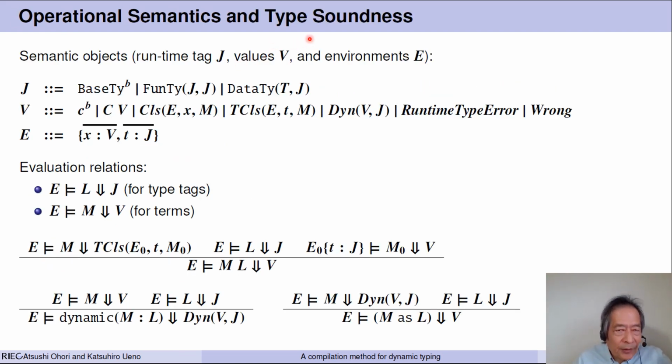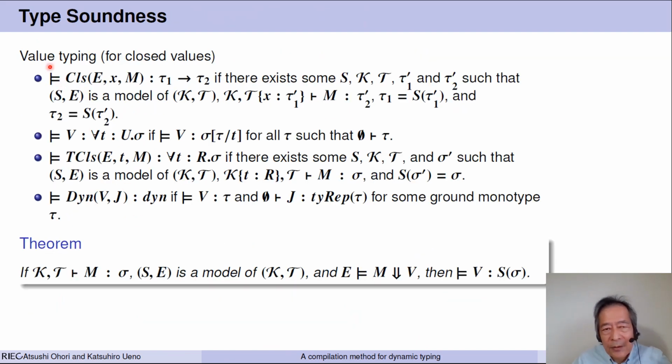For the target calculus, we define operational semantics, which represents type tag passing evaluation. And for this operational semantics, we can show type soundness. This is the theorem that target calculus typing is sound with respect to the operational semantics.